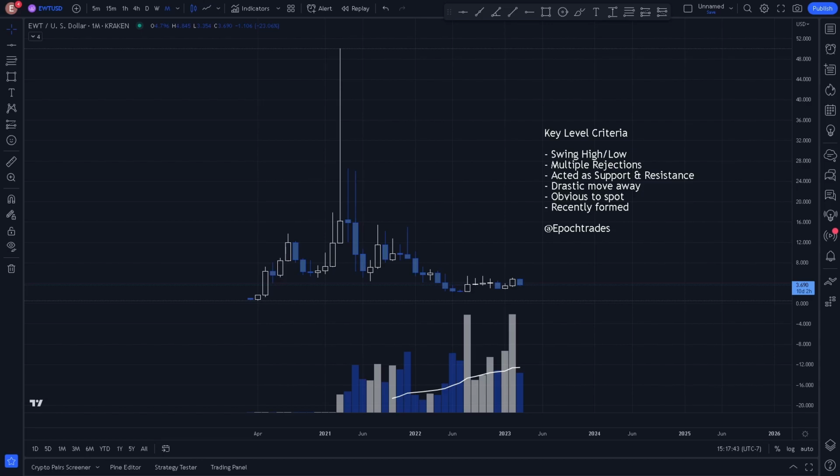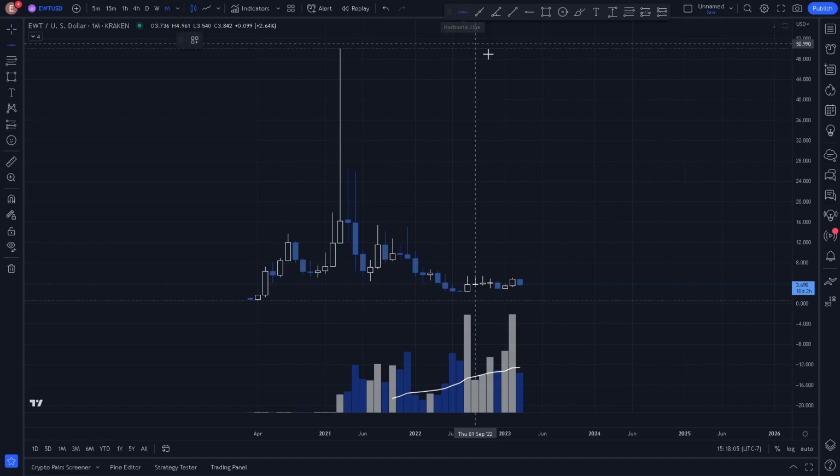Today we're going to be covering key levels on the monthly and weekly time frame for EWT. So, as always, our key level criteria: we look for swing highs and swing lows, multiple rejections acting as support and resistance, drastic moves away, obvious to spot, and recently formed. So, let's go ahead and hop right in.